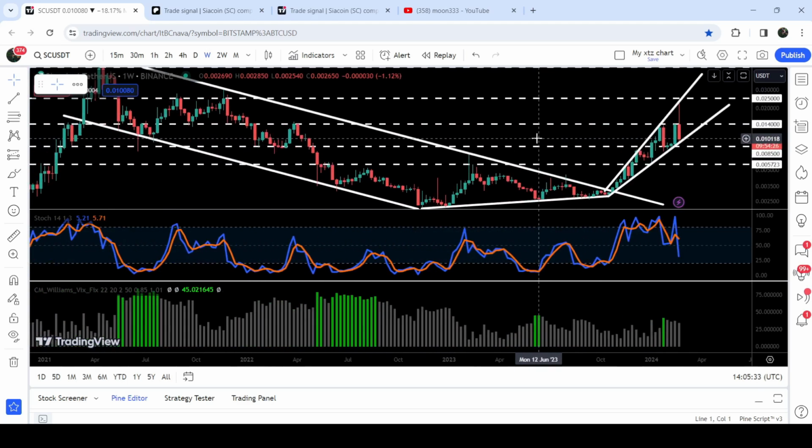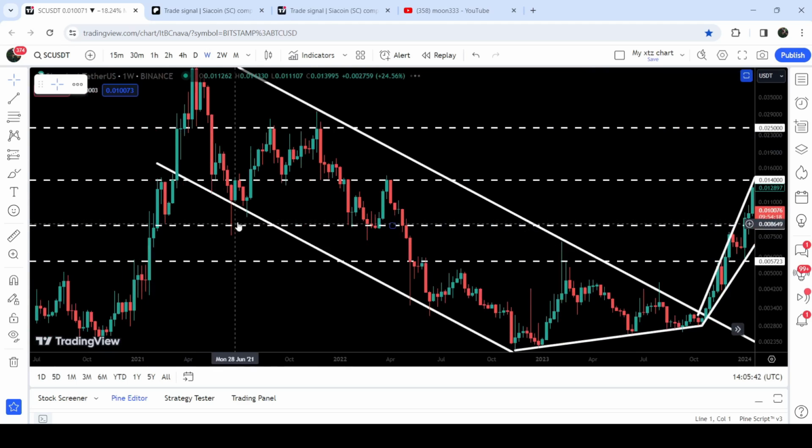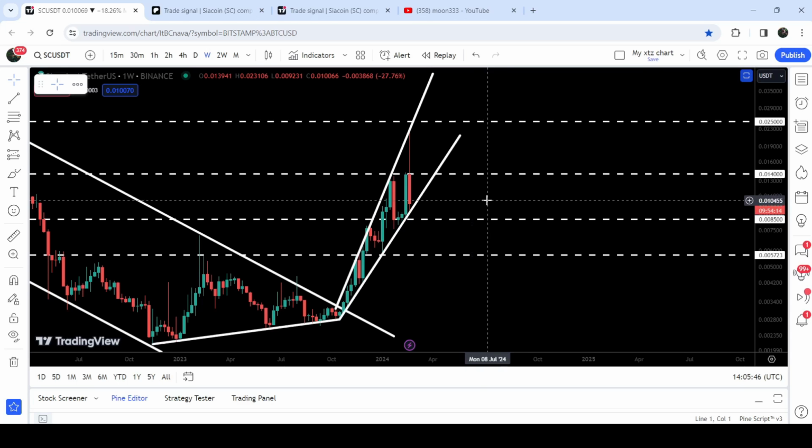You can see that previously this $0.0085 has been working as a very strong support here for several weeks, and now it can again work as a very nice support.